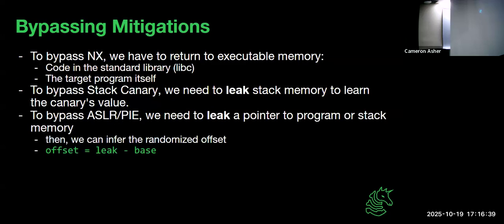So to bypass some of these mitigations, the no execute mitigation, we can return to existing executable memory. So this might be code in the standard library known as libc or the program itself. And to bypass the stack canary, we need to somehow keep it intact, which means we need to leak the stack memory to learn of the canary's value so that when we go to override the return address, right before that, we can place the correct value of the stack canary. Then to bypass ASLR, we would need to leak a pointer to some program or stack memory so that we can infer the randomized offset that ASLR introduced.